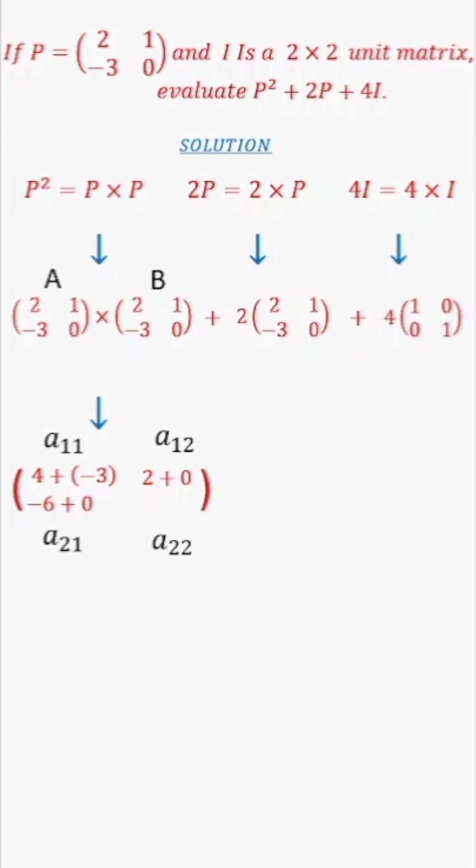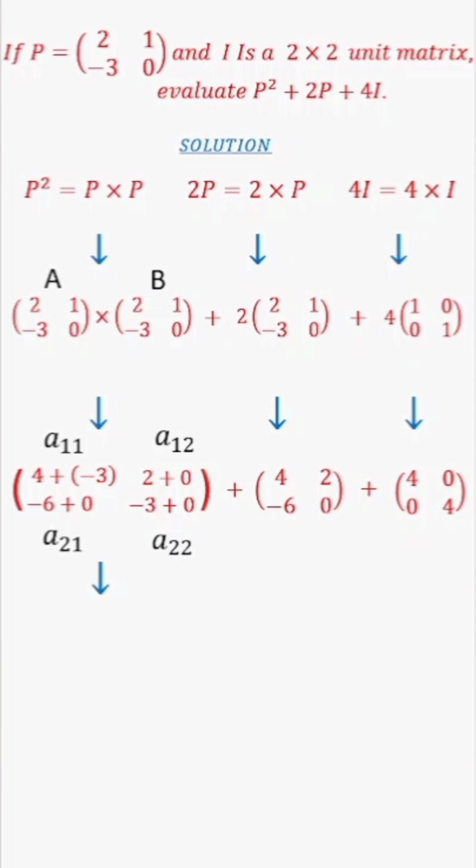And in the last case, which is 2,2, second row, second column, it means I'm going to multiply the second row of matrix A by the second column of matrix B. That is minus 3 times 1, which is minus 3, and I'll add it to 0 times 0, which is 0, and I'm going to have minus 3 plus 0. For 2P, multiplying the matrix by a scalar just means the number outside multiplies the number inside. 2 times 2 gives us 4, 2 times 1 gives us 2, 2 times minus 3 gives us minus 6, 2 times 0 gives us 0. In the third case, with the identity matrix, 4 times 1 is 4, 4 times 0 is 0, 4 times 0 is 0, and 4 times 1 is 4.